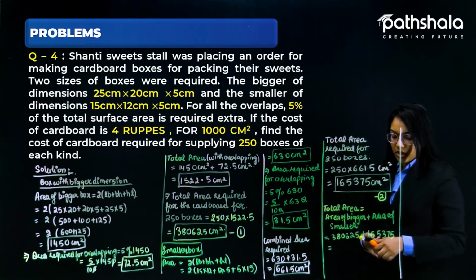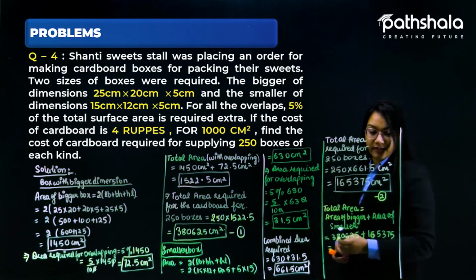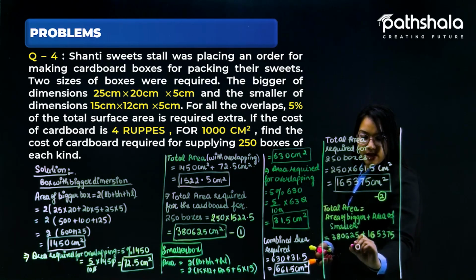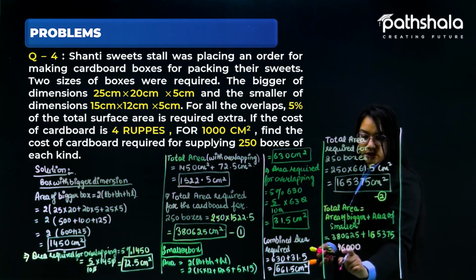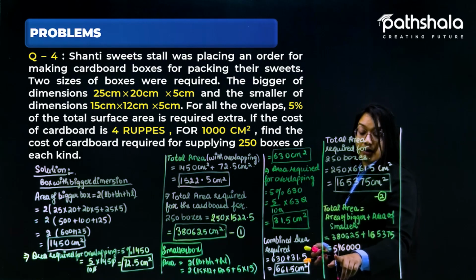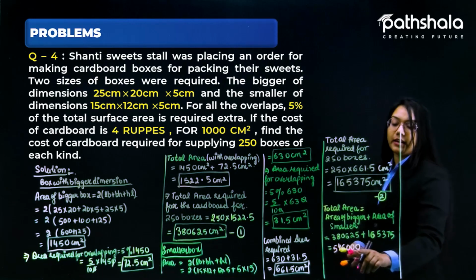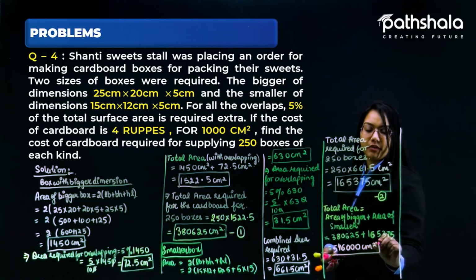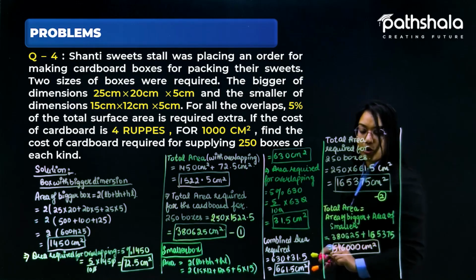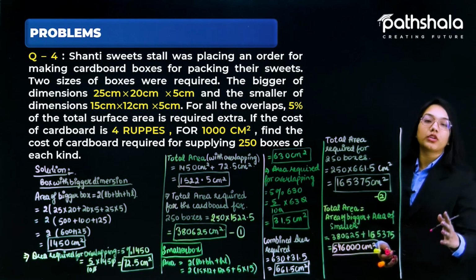So first of all, as we have 5 and 5, this would be 10, and further this would be 10. This would be 10. We have 6, we have 8, and we have 4, and this would be 1, 3, 1 and 4 means 5. So this is 54, we have 5,46,000 centimeters square. So this is the total area which is required for the bigger as well as for the smaller box. Now let's further talk about the cost.